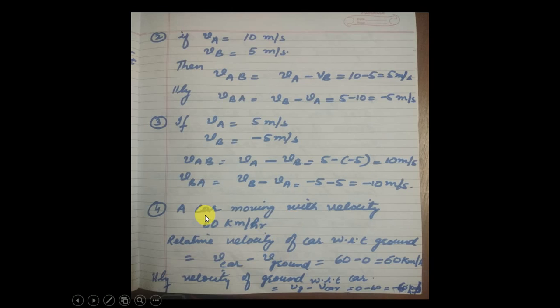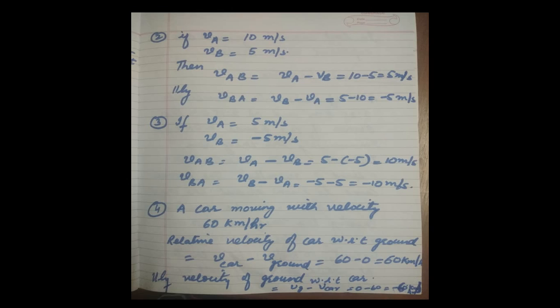For example, a car is moving with velocity 60 km per hour. Then the relative velocity of the car with respect to the ground is velocity of car minus velocity of the ground, that is 60 minus 0, because the ground is not moving, it is at rest. So we can substitute velocity of ground as 0, and the velocity of the car would be the same with respect to the ground.